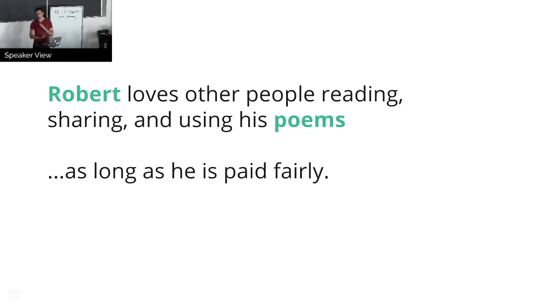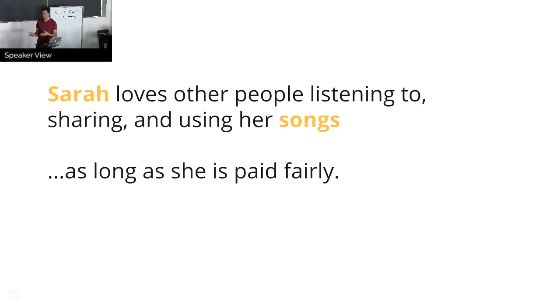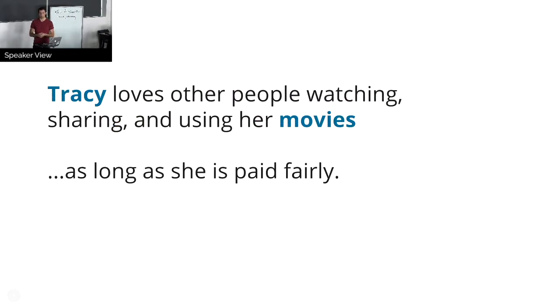Now, in this particular example, this Robert happens to have died in 1963, but most living Roberts would like to get paid. And it's the same story for Sarah. She would love for other people to use her creative works and turn them into other great things, as long as she's paid fairly. And the same story for Tracy with the movies. She would love for other people to remix them, just would like to get paid fairly. And that's what we have this whole huge system of copyright built up on top of.